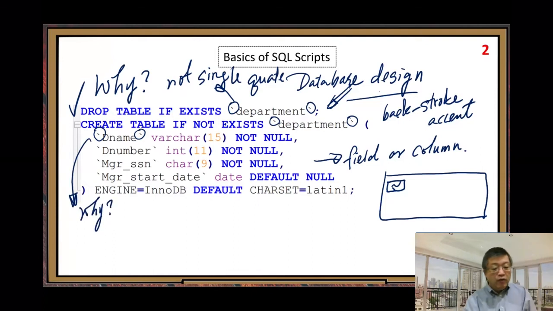If we remove all these backstroke accent symbols, can we still run the SQL statements without any problem? The answer is sometimes you may have problems. Sometimes you're fine, sometimes you may not have the problem. Why is that?